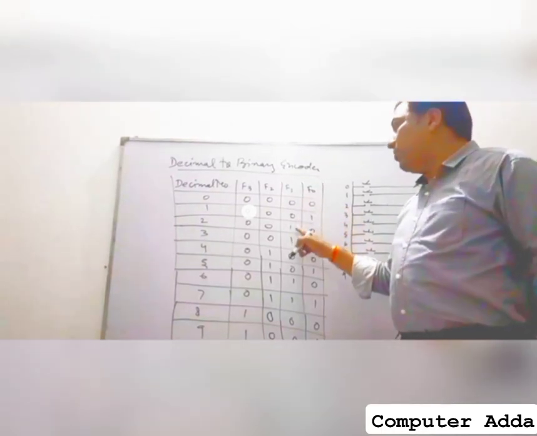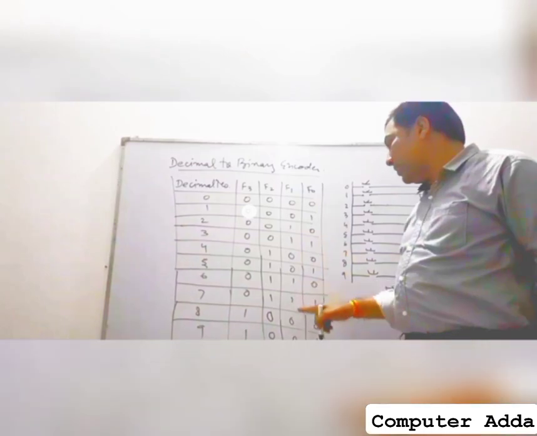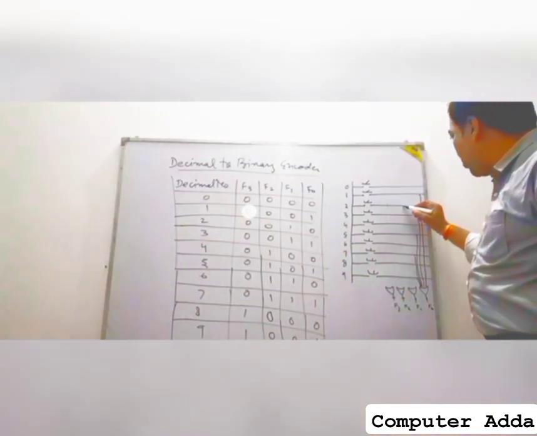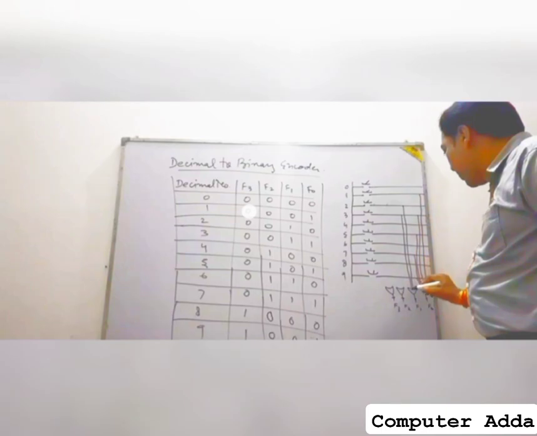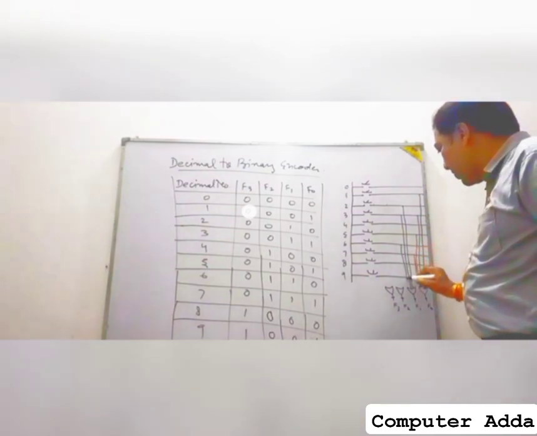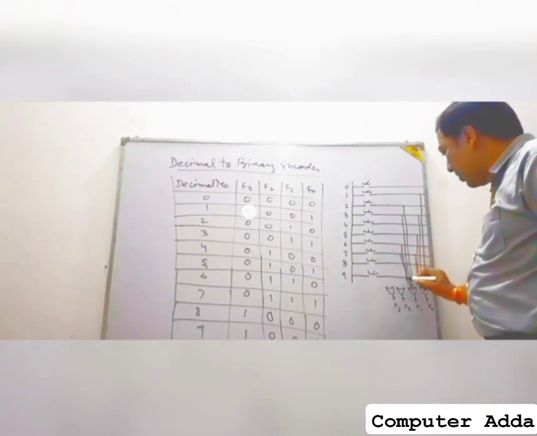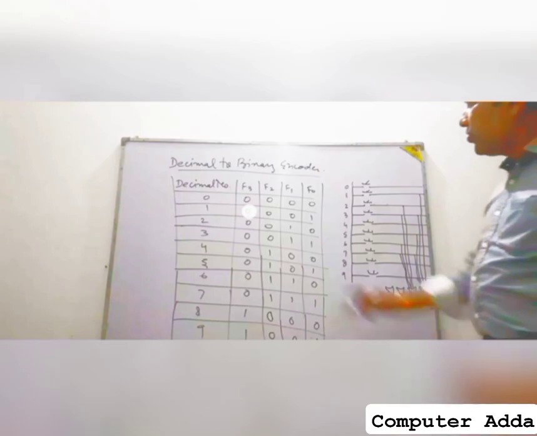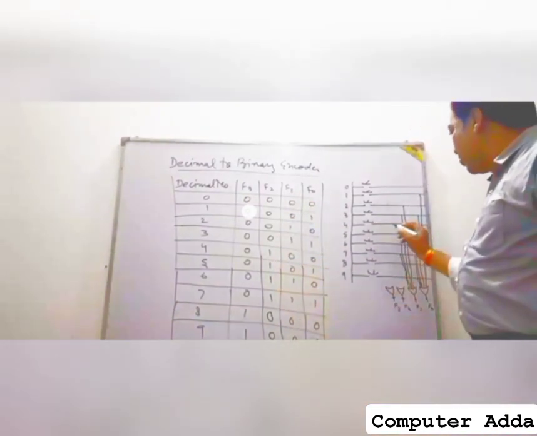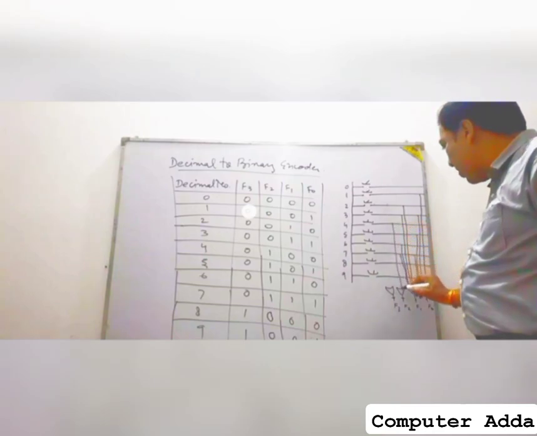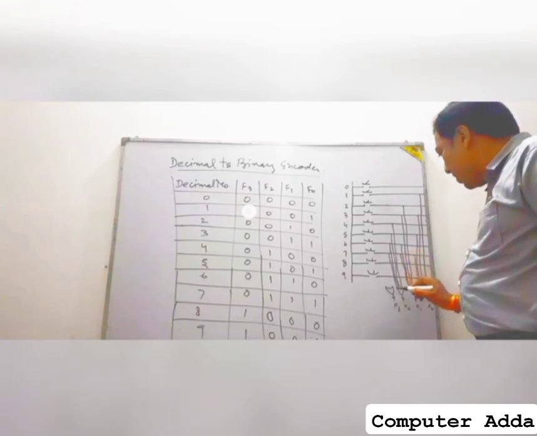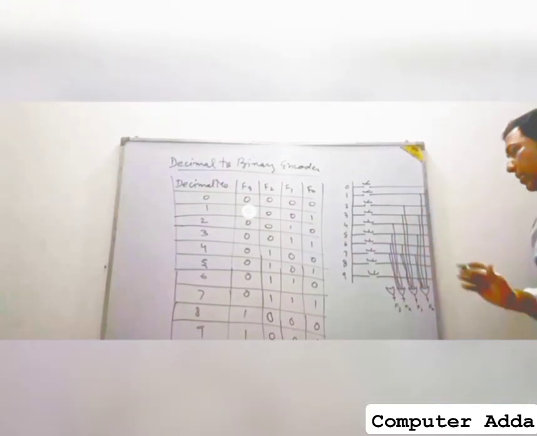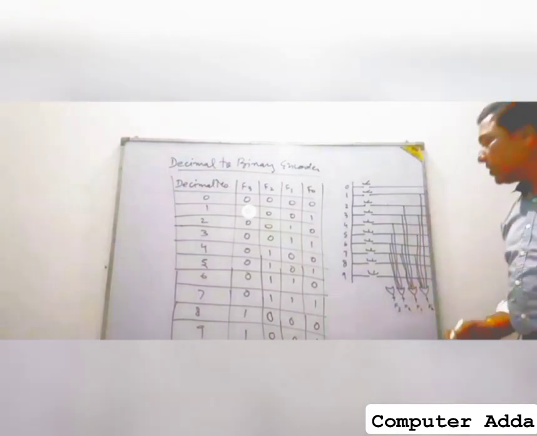In F1 you will see 1 is present at numbers 2, 3, 6, 7, four times. So one from number 2, one from number 3, one from 6, and one from 7. Now in F2 you will see 4, 5, 6 and 7. So draw a straight line from 4, then from 5, 6 and 7. In the exam you can use a scale for drawing the straight lines. Here the lines are not very straight, but you can use a scale.